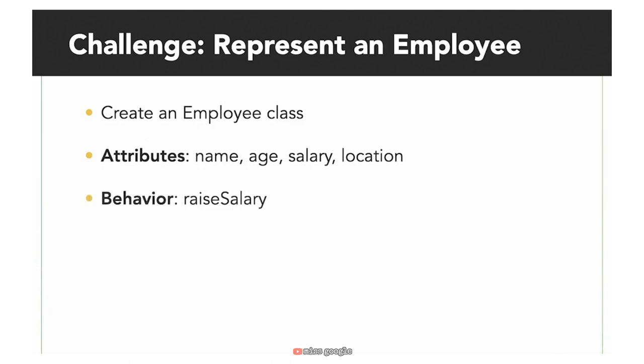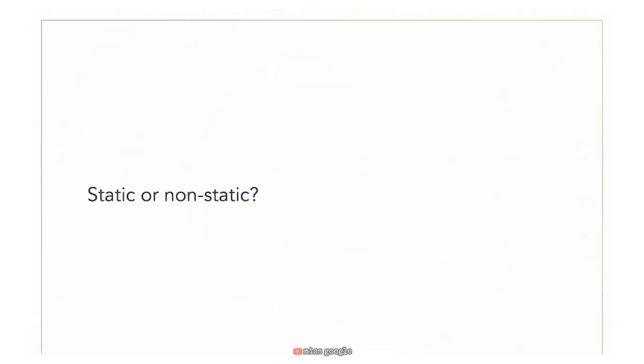The employee class should also have a raise behavior that raises the employee's salary. Whether this behavior has a parameter or not is up to you. As a part of this challenge, you'll have to determine which members, if any, should be static versus non-static.